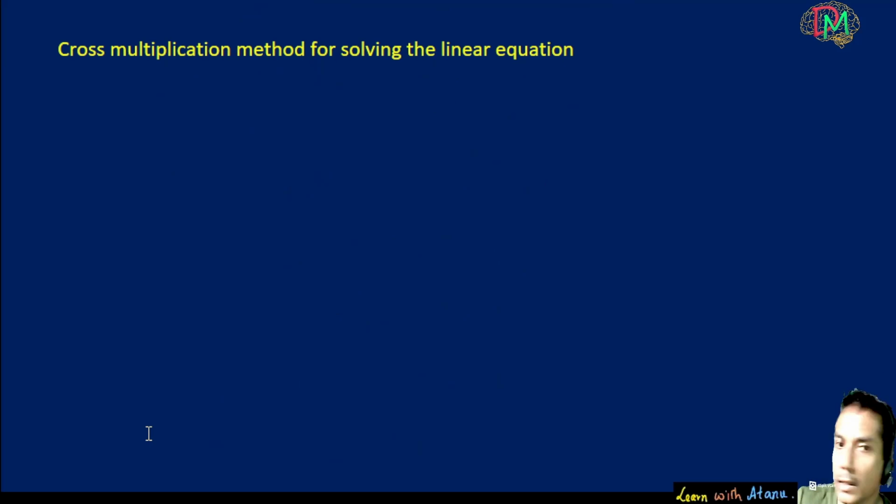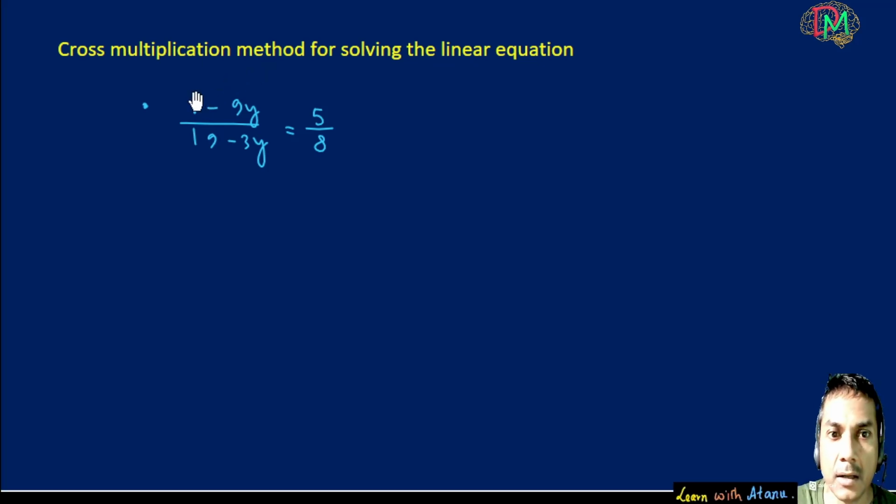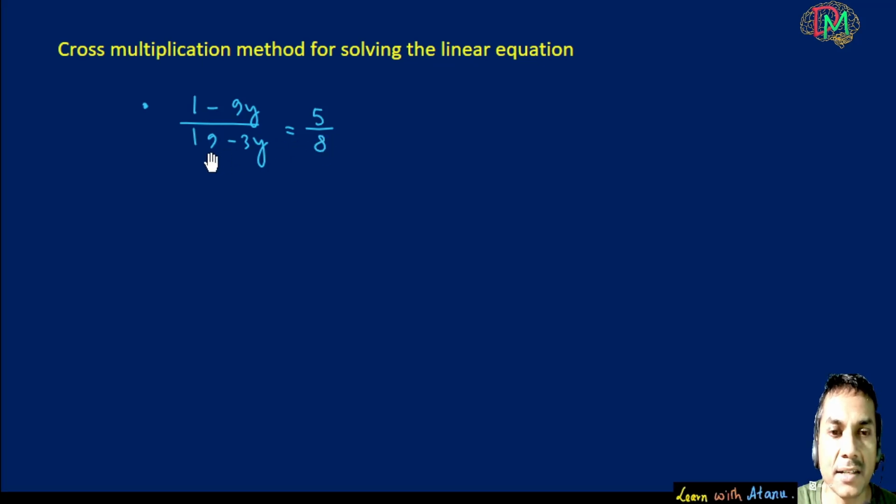Now we learn the cross multiplication method for solving the linear equation. So let's take one example: 1 minus 9y divided by 19 minus 3y is equal to 5 by 8. This is the linear equation. How can you solve it? Cross multiplication means we have to multiply the LHS numerator with the denominator of the RHS, and the denominator of the LHS with the numerator of the RHS.